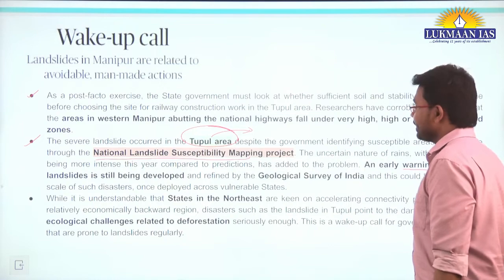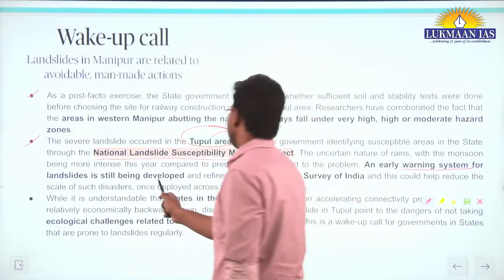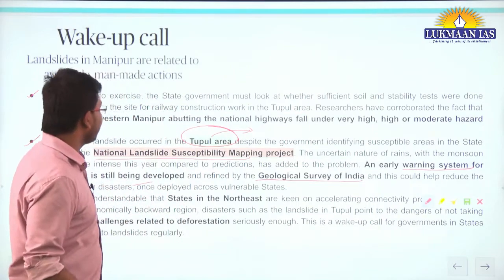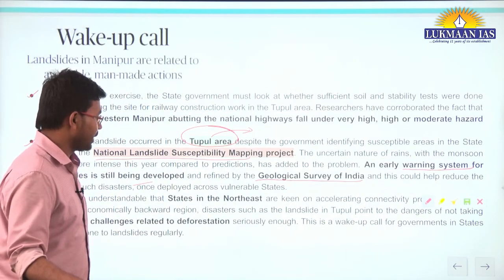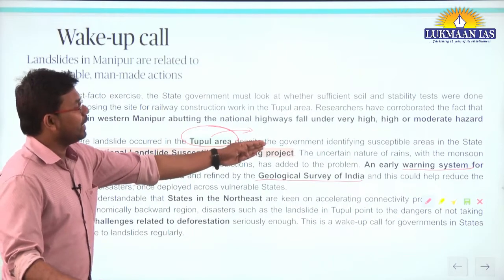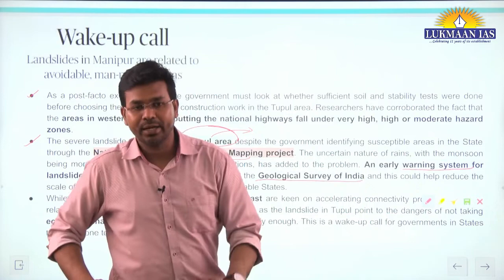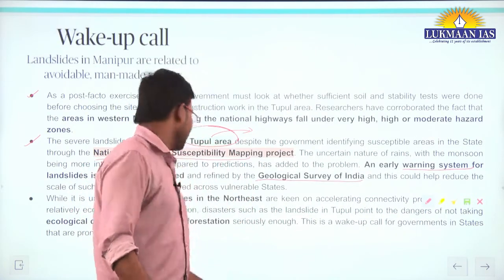So an early warning system for landslides is still being developed. It is being developed and refined by the Geological Survey of India. What is it? It is an early warning system for landslides. So they are developing an early warning system for the landslides in this area.